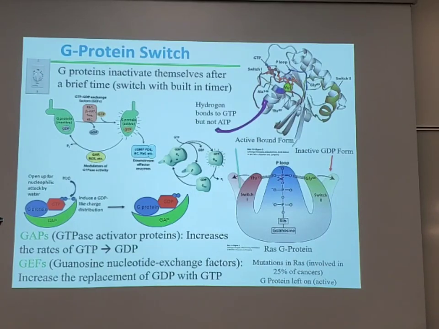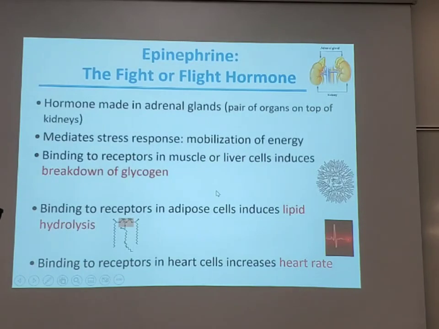Okay. All right. So there's always this alpha, beta, gamma subunit, okay? The one that's popping off that's carrying the GTP, I should also clarify, is the alpha subunit that's walking away, okay? All right.